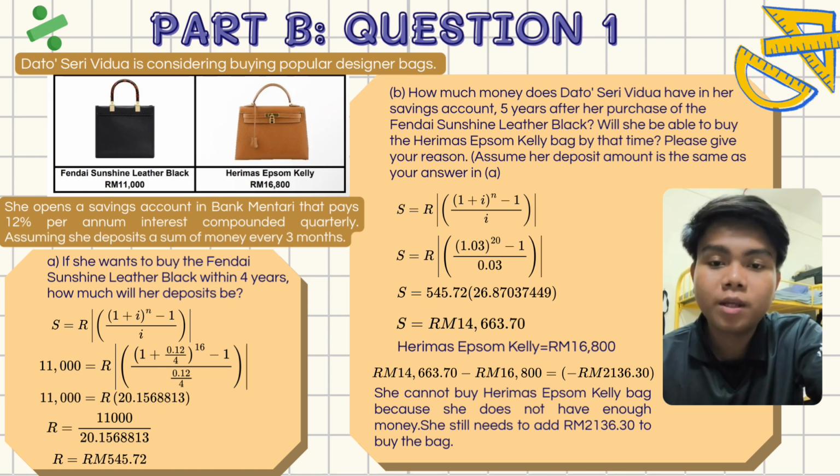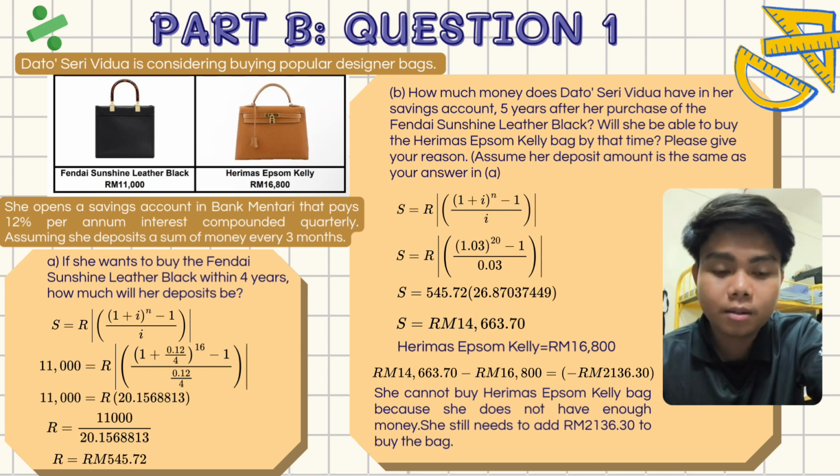We use the annuity formula. S equals R times open bracket 1.03 to the power of 20 minus 1 close bracket, then divided by 0.03. Now we substitute the R. S equals 545.72 times open bracket 1.03 to the power of 20 minus 1 close bracket, then divided by 0.03. S equals 545.72 times 26.867037449. S is equal to 14,663 and 70 cents.